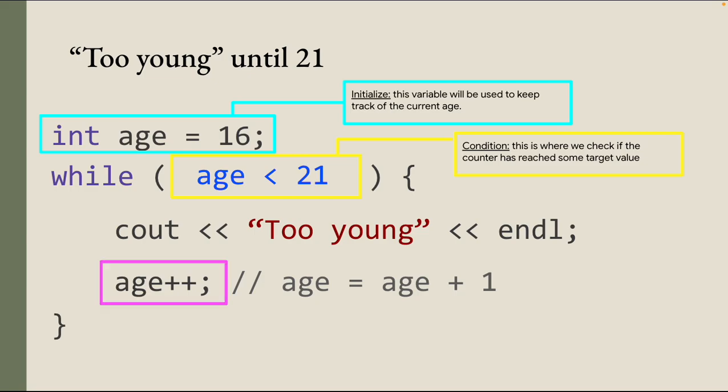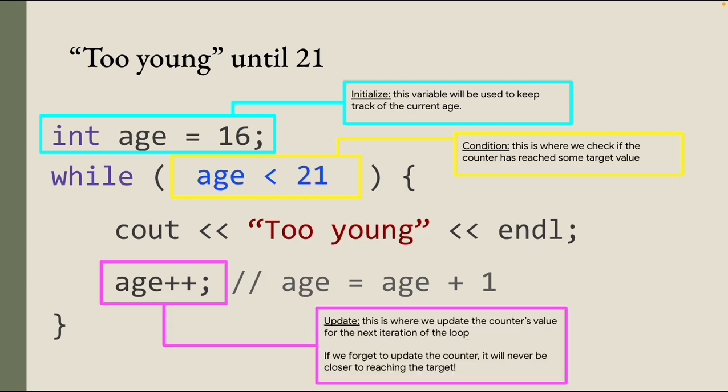And then inside this loop, we have our last step, which I said was update. This is how the age gets closer and closer to breaking this condition. Without our update step, we would start at 16. Let's say we don't have this last line. We will have 16 is less than 21, print too young. 16 is less than 21, print out too young. We will get trapped in that. That's exactly what you're seeing in your homework and in your lab. If you don't do that update step, infinite loop, every time.